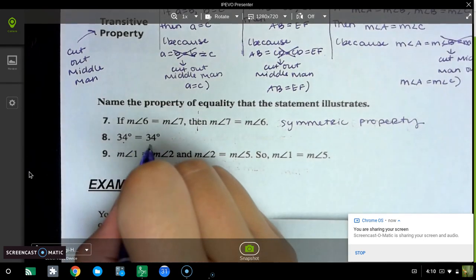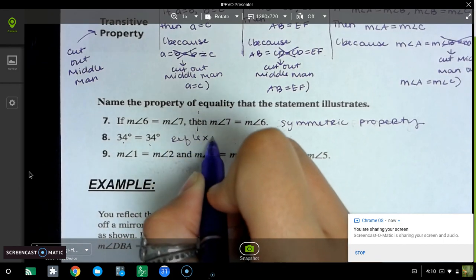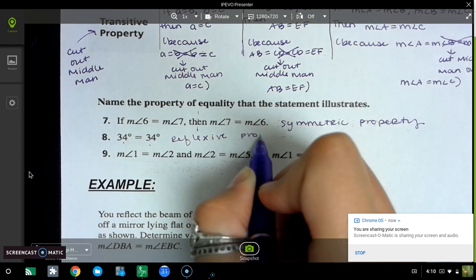We know that this one is reflexive because it just looks at each other. So this is reflexive property.